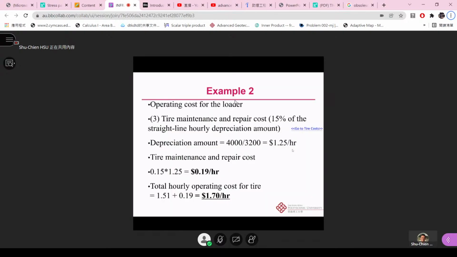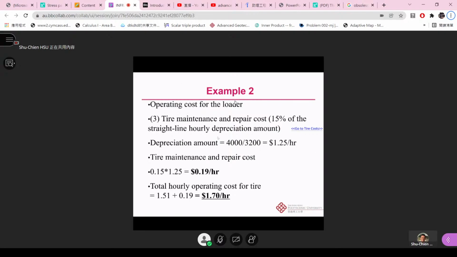So far so good. So this is how we get the tire cost. And don't forget that the tire also needs maintenance and repair costs. We will also get further times this 15%. The depreciation amount is equal to 4,000 divided by 3,200, so we get a depreciation amount of 1.25. The maintenance and repair cost is 0.15 times 1.25, which is equal to $0.19 per hour. So the total hourly operating cost for a tire is 1.51 plus 0.19, which is equal to $1.7 per hour.